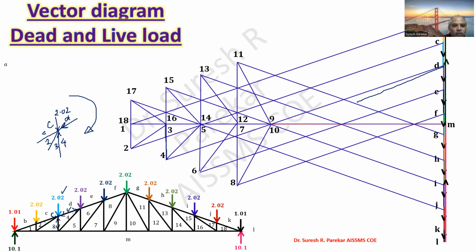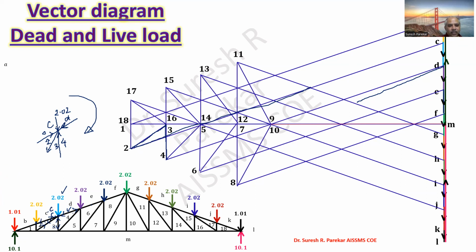Now 3 to 2. 3 we have here, 2 we have here. So we have to go from 3 to 2 downward. So 3 to 2 is tension. We have tension in this member. And then 2 to C. We have 2 over here, C over here. So we have to go from 2 to C, going upward, so we show upward. Again we have compression in this member.